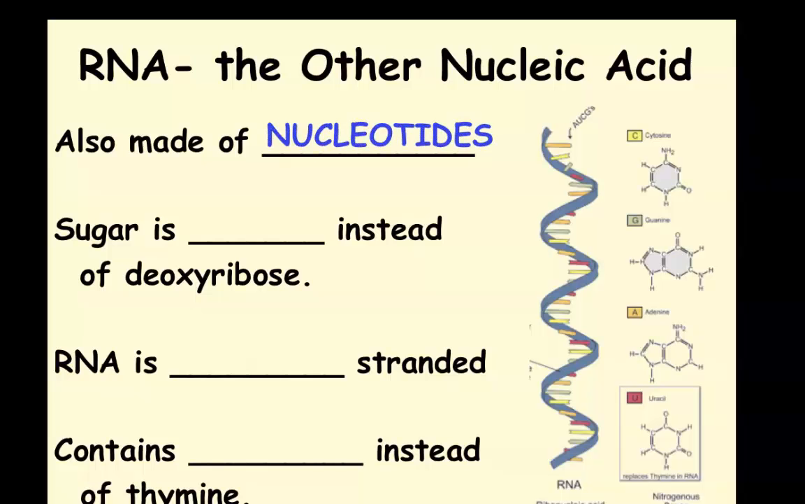So remember, our nucleotides have a sugar, a phosphate group, and a nitrogen base. Now the sugar in RNA is ribose instead of deoxyribose like DNA. So ribose gives us our RNA, where deoxyribose gives us DNA. RNA is single-stranded. DNA, if you remember, is double-stranded. And instead of containing thymine that attaches with adenine, it's going to contain uracil. Okay, so these are big differences, and you should know these differences. It has the sugar ribose, it's single-stranded, and it has uracil instead of thymine.